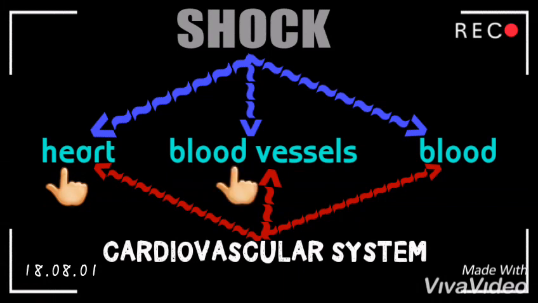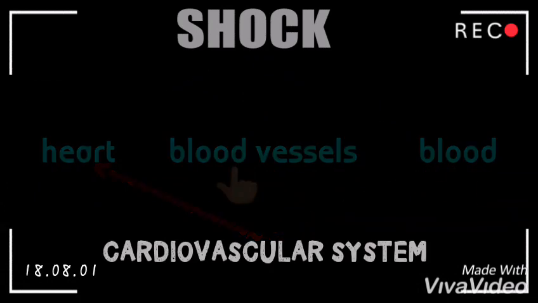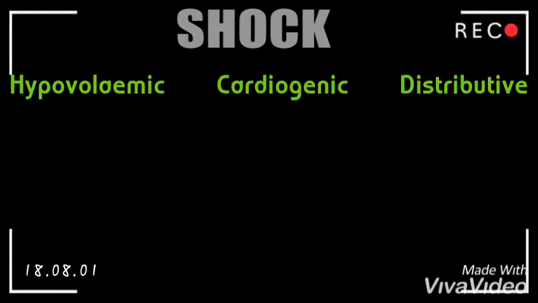Number 2, if the blood vessels dilate abnormally due to some factors we are yet to look at, there will be low blood pressure, meaning the body will not be receiving enough blood it needs to function well, hence leading into shock. Lastly, if there is reduced blood in the blood vessels, this is straightforward. The body will not be receiving enough blood since there is not enough blood to reach the body organs, hence resulting in shock.